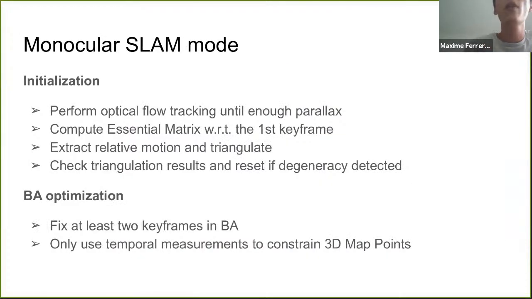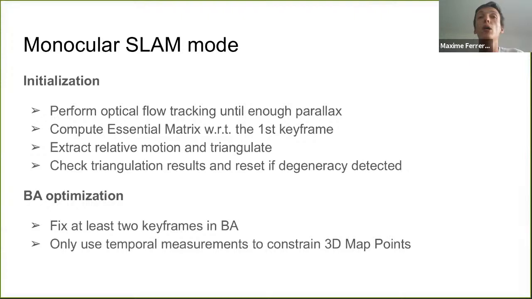So this is the full pipeline for both the stereo and monocular SLAM modes. The only difference is that in monocular SLAM mode, we don't have the right image, so we don't do any stereo matching step. For monocular SLAM, we manage initialization by performing optical flow tracking until we detect enough parallax. Then we compute an essential matrix with respect to the first keyframe, extract the relative motion from it, and perform triangulation. Then we check the triangulation results, and we reset the algorithm if we detect a degenerate case. For example, the computation of the essential matrix is not really robust to very planar scenes. So if many key points are wrongly triangulated, we know that we should reset the algorithm.